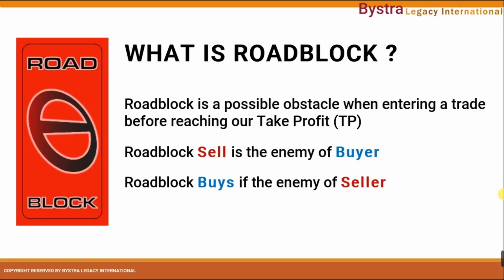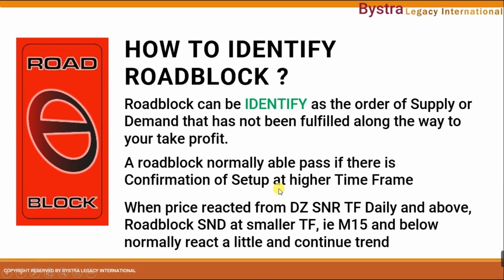What is a roadblock? A roadblock is a possible obstacle when entering a trade before reaching our take profit, which is the TP. Normally the roadblock to sell is the enemy of the buyer and vice versa. So how do we identify a roadblock? It can be identified as the order of supply or demand that has not been fulfilled along the way to our take profit. Normally a roadblock is able to be passed if there is a confirmation at a higher time frame.